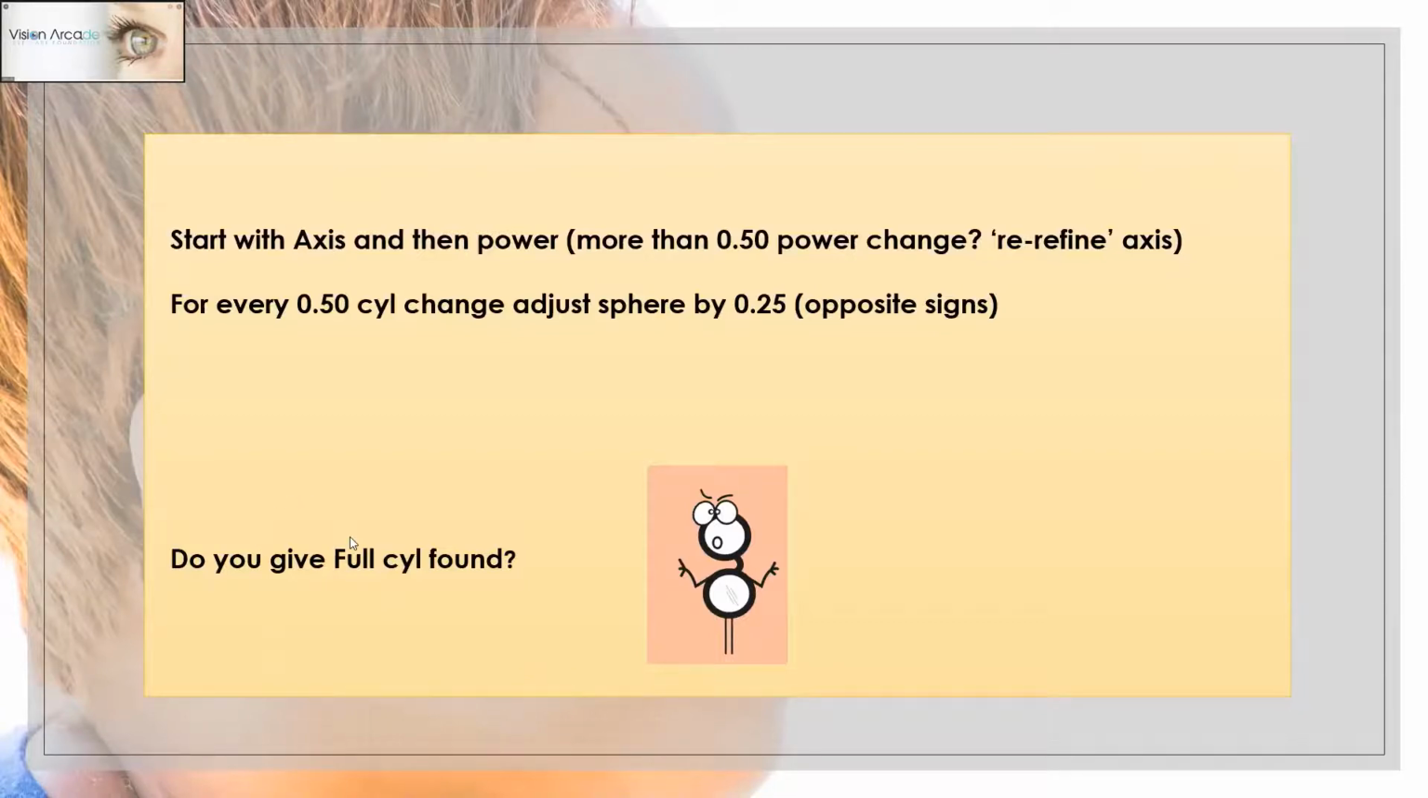With the JCC, you're refining the power and you get a reversal. Say you've been increasing by 0.25 from -0.50, that's your starting point, and you increase to about -1. Then the next question you ask, and the patient says -0.75 is better, I'll go back to -0.75.